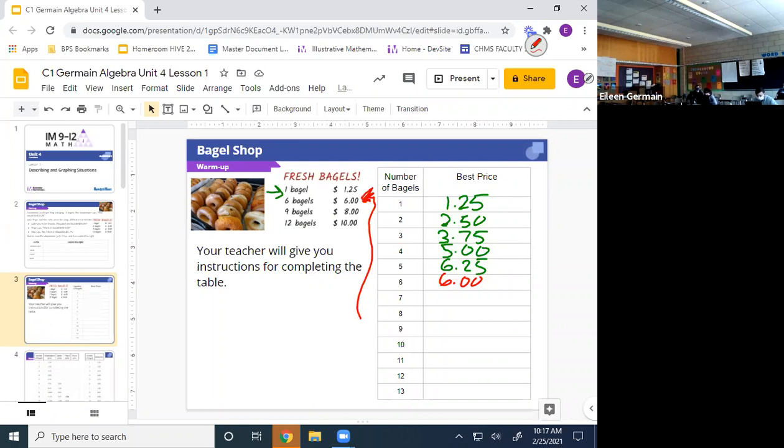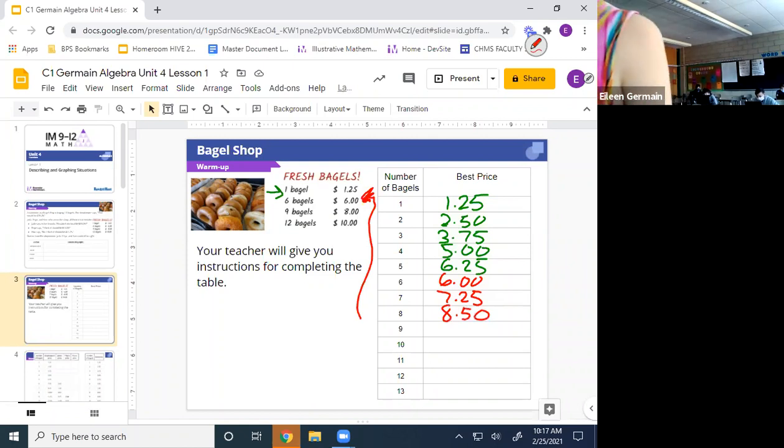Okay? So then if we look at 7 bagels, what are we thinking? We think it's going to be $7.25? Very good. Nice job on that one, Max, and Connor and Sean. There we go. 8 bagels. How much is 8 bagels going to cost us? $8.50. The best price for 8 bagels, just like Gwen, Max, Nassim said, and Connor, is going to be $8.50. Very good.